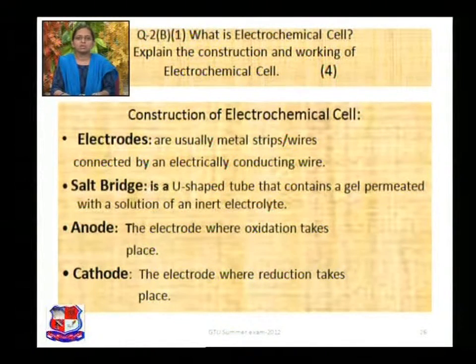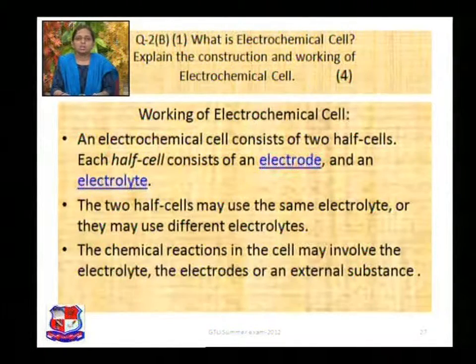It is a saturated solution of ammonium chloride. Then you can see here the anode, the electrode where oxidation takes place, and you can see the cathode where reduction takes place. Let us try to understand the working of the electrochemical cell. An electrochemical cell consists of two half cells. Each half cell consists of an electrode and electrolyte as shown in the diagram.